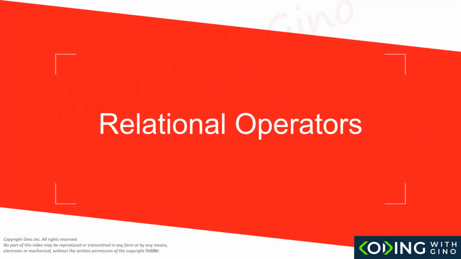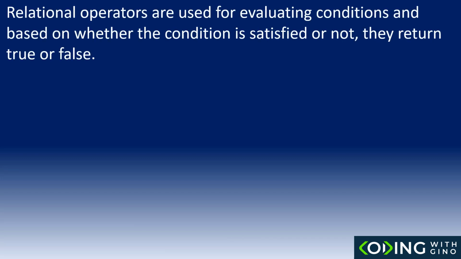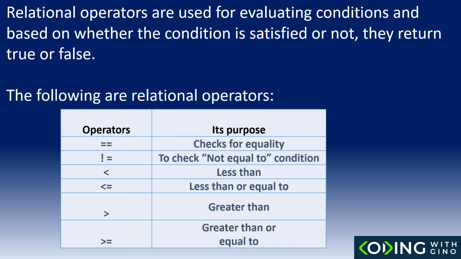In this video, we will cover the next set of operators called relational operators. Relational operators tell you whether something is true or false. They are used for evaluating conditions and, based on whether the condition is satisfied or not, they return true or false. You can see the relational operators here.